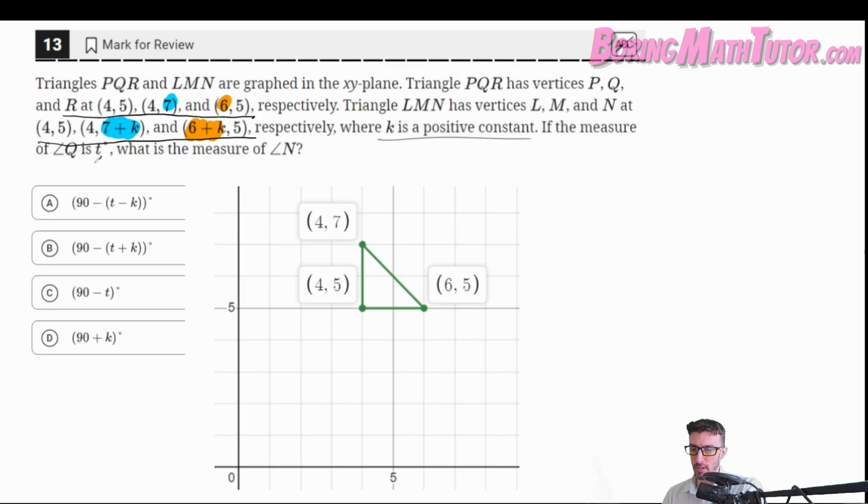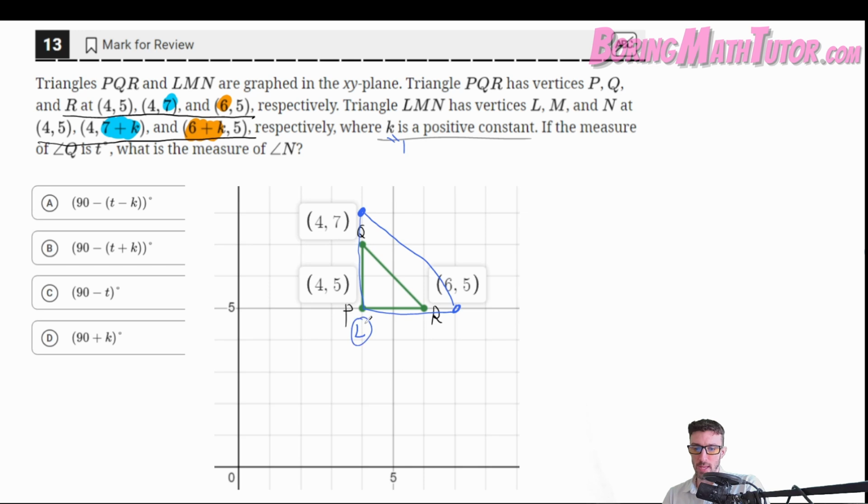And they're saying that the measure of angle Q is t, so let's get this labeled. This is P, and then Q is the 4,7, and then this one would be R. But then they're talking about L, M, and N, but I can't do a graph of that before I know what K is. Well, I could just let K be something as simple as 1. So if K was 1, then 7 plus 1 would push me up here, and then 6 plus 1 would push me out over here. And now I can label what this triangle is.